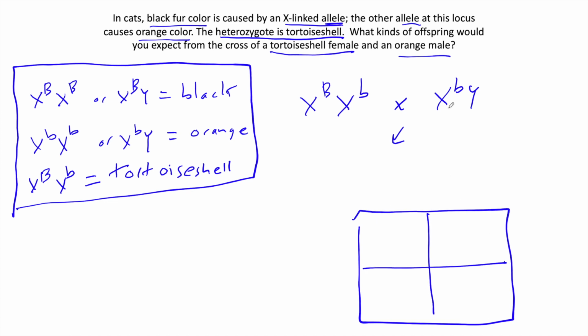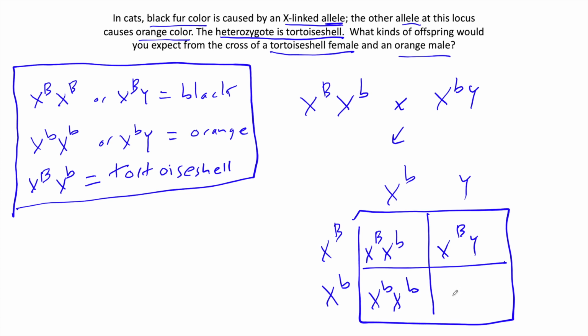The possible gametes from the father are X little b and Y. Possible gametes from the mother are X big B and X little b. Then I fill it in: X big B X little b, X little b X little b, X big B Y, X little b Y. What's inside here are the possible kids they can have. Based on my key, I find that 1/4 of the kids are females that are tortoiseshell.